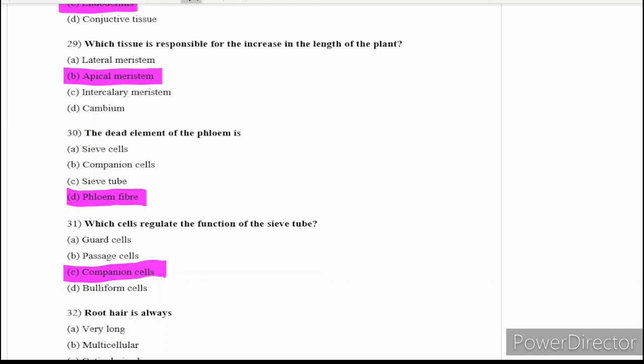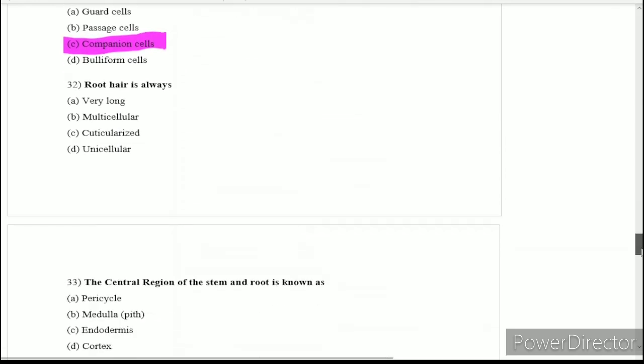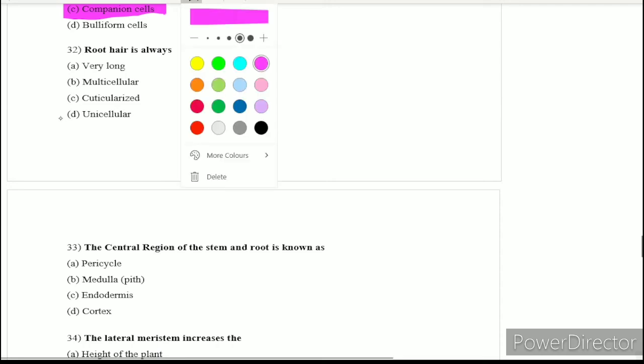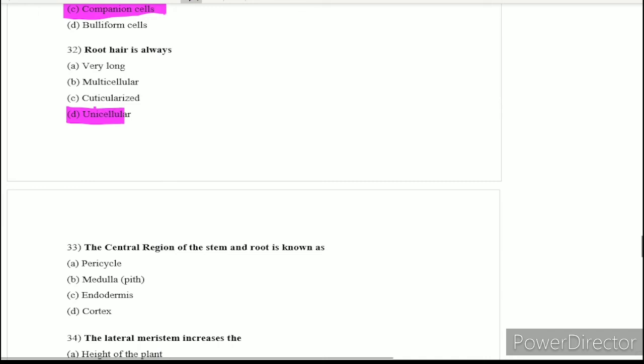Next question. Root hair is always. Once again, I'll slow down the screen. Root hair is always. Option A, very long. Option B, multicellular. Option C, cuticularized. And option D is unicellular. For this question, the correct answer is option D. It is unicellular. Root hairs are always unicellular.